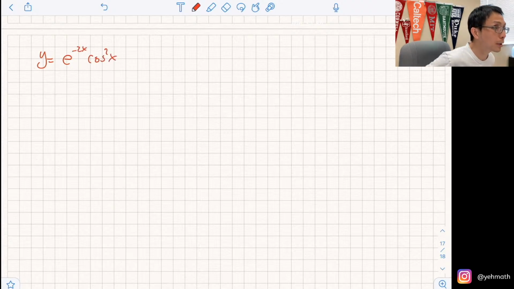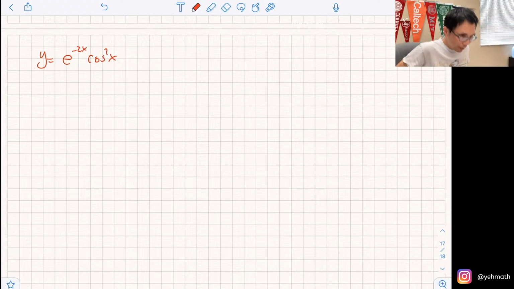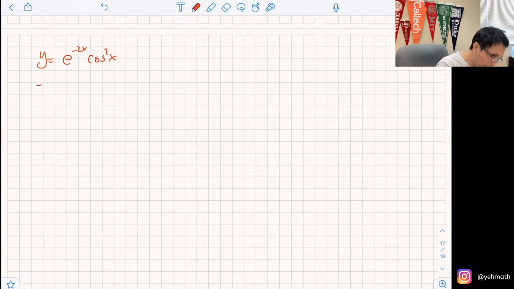It has nothing to do with natural log derivative. It has everything to do with cosine square of x. So I want to find dy dx.